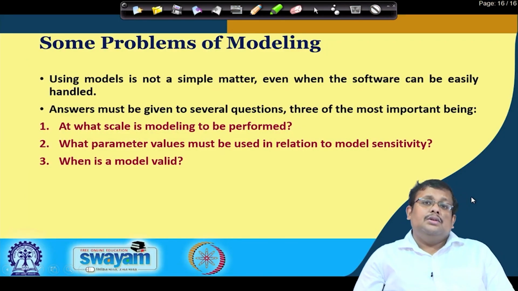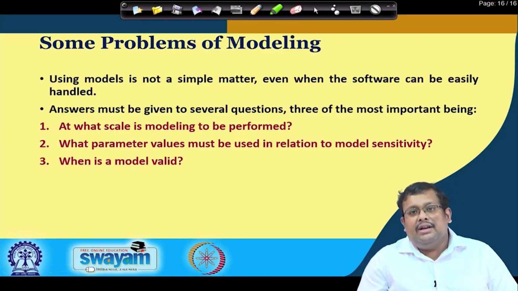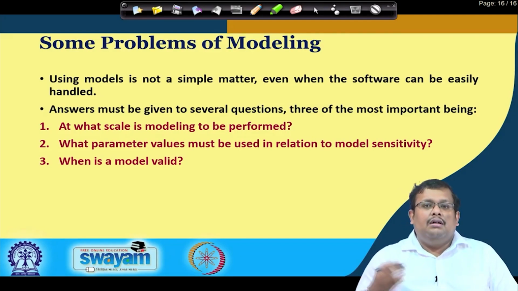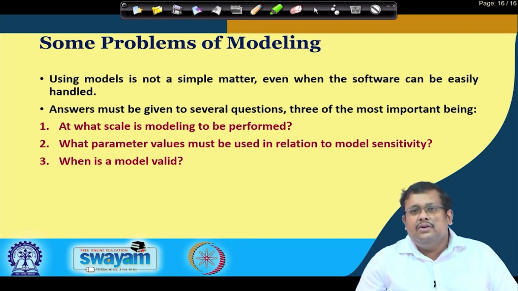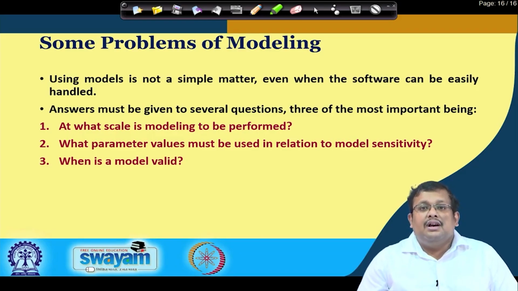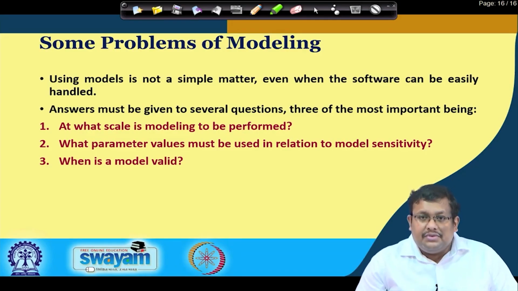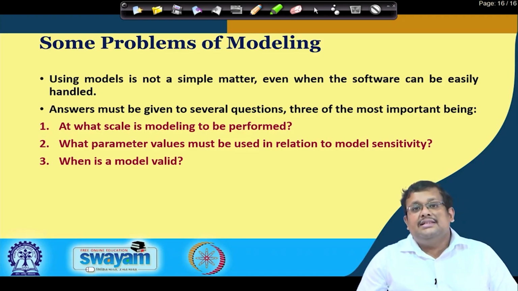So, what are some problems of modeling? Now, remember, modeling is basically a simplified representation of complex phenomena, and every model has its own limitation. No model is perfect, but some of them are useful. There is a saying that no model is perfect, but some of them are useful. So, each of the models has its own limitations. These limitations come from different sources.